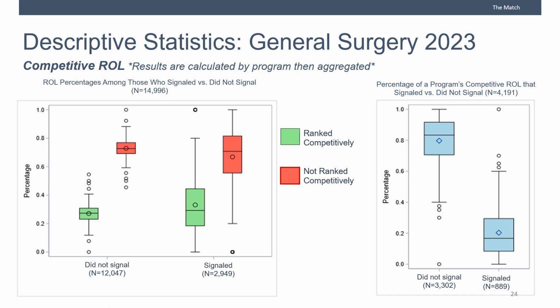So the main takeaway is that even though signaling increases the likelihood of being ranked competitively, as we see with that first box plot, the overall competitive portion of the roll is still predominantly comprised of applicants who didn't signal.